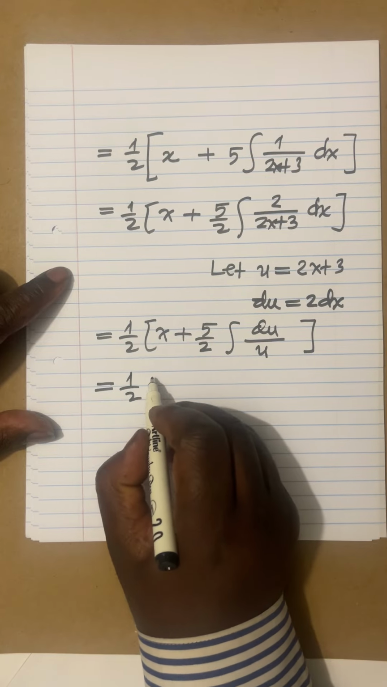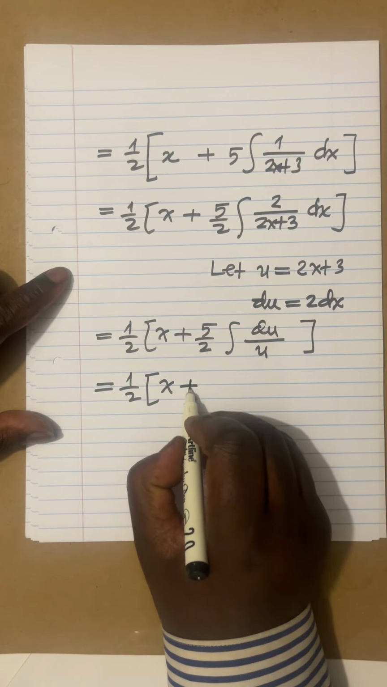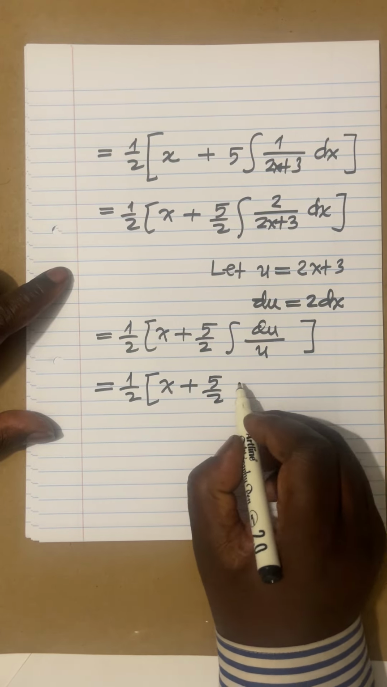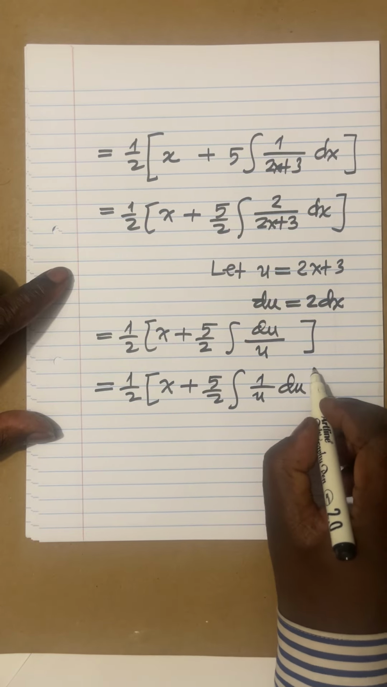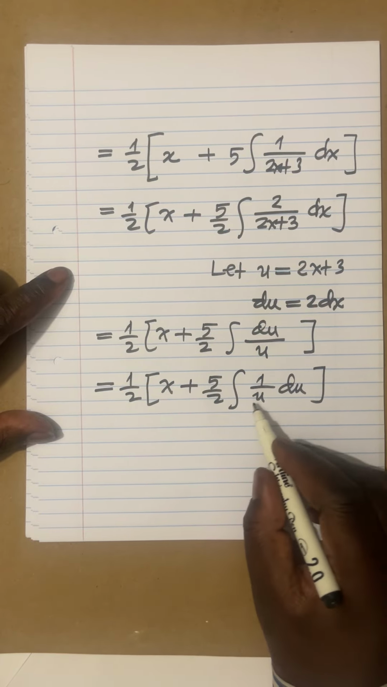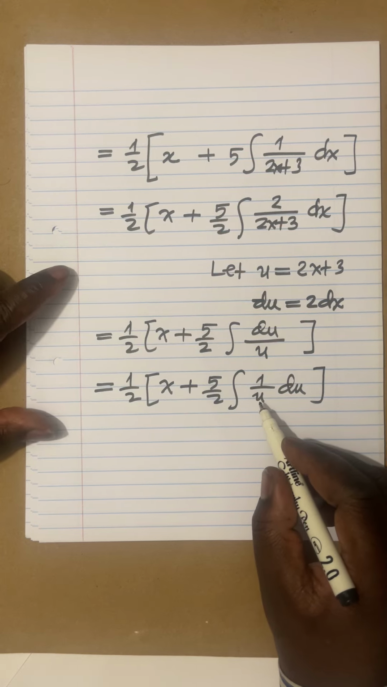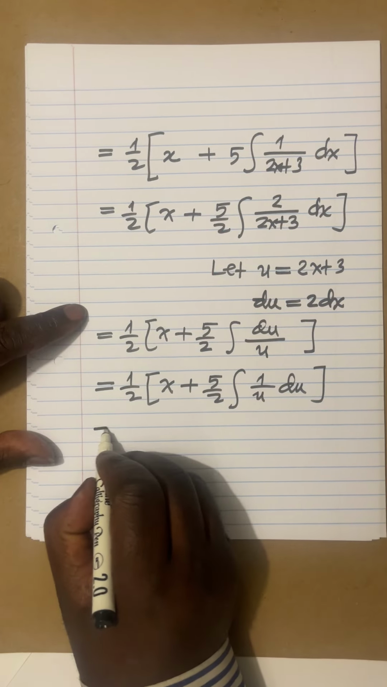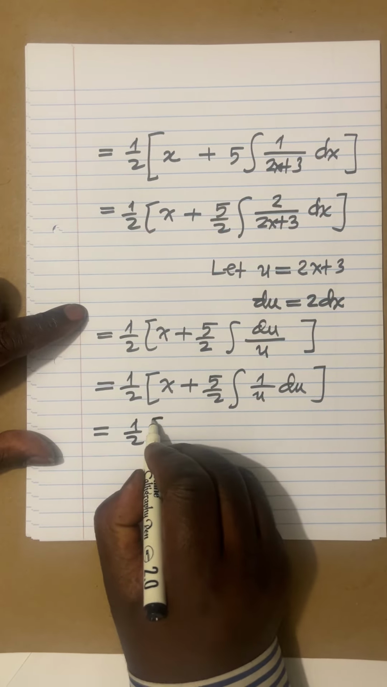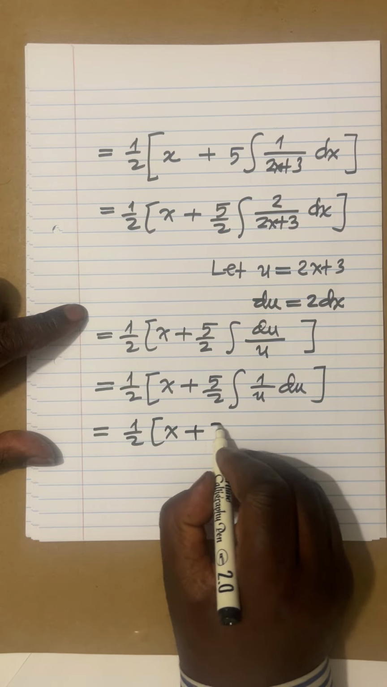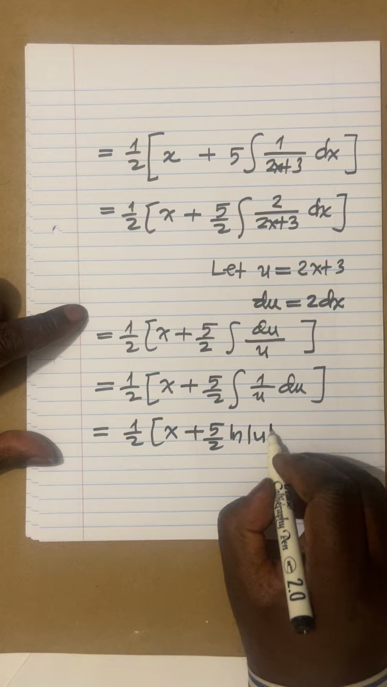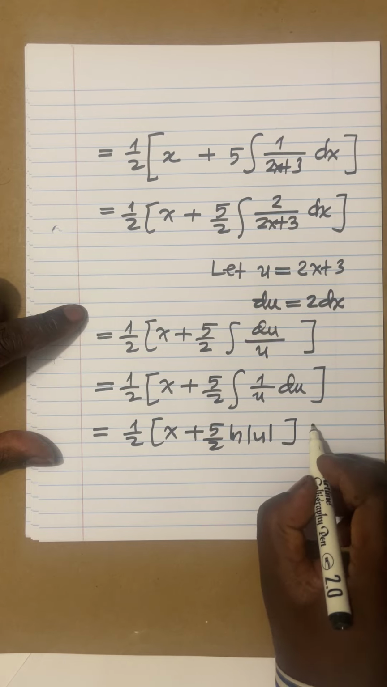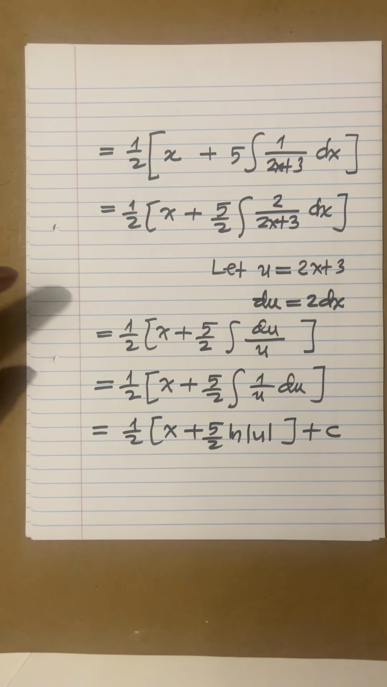We have 1 over 2, and then we have x plus 5 over 2. This is what I'm saying, the integral of 1 over u du. So this is exactly that. And the integral of 1 over u is actually natural log of u. So this is going to be equal to 1 over 2 times x plus 5 over 2 times natural log of u, like this. And then I have to say plus c, because I'm done now with evaluating both integrals.